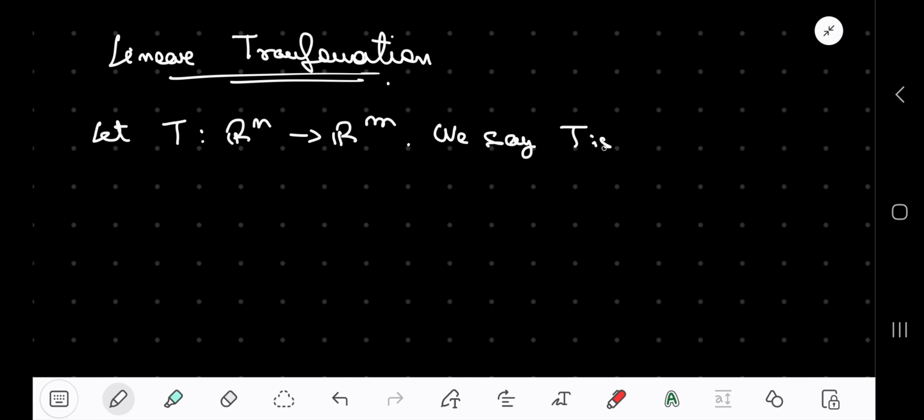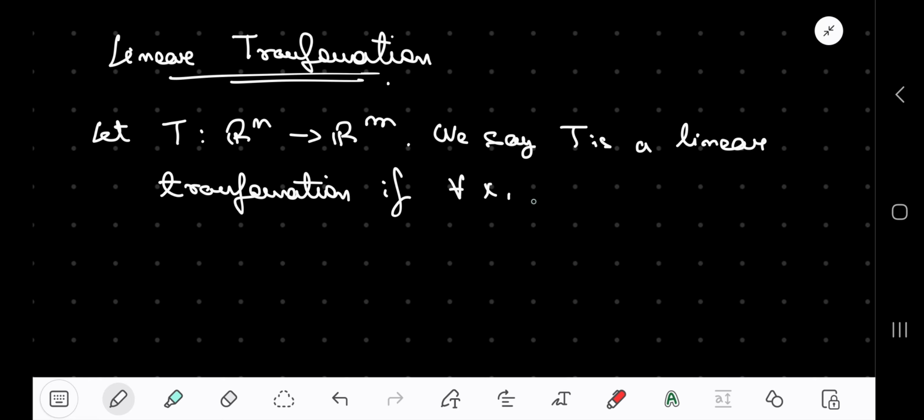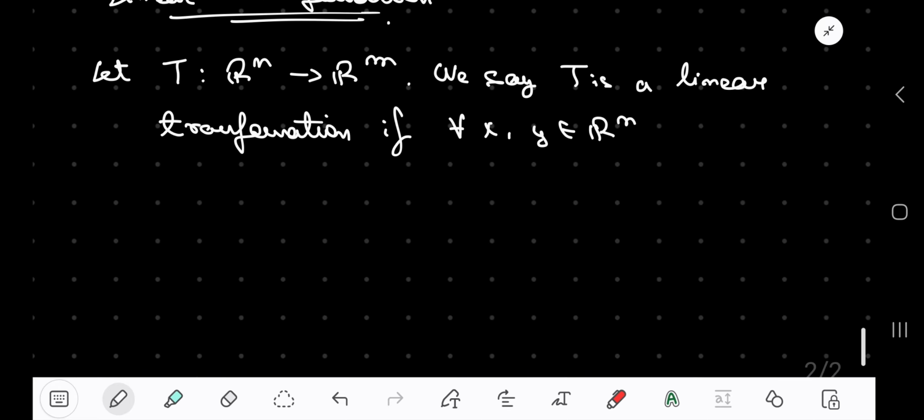We say T is a linear transformation if for all x, y in Rn. So we are taking elements from Rn. I'm not writing it in coordinates every time because we do not require to write it in terms of coordinates every time. You can just simply think of them to be points from Rn. You don't need to think of how their coordinates look like. It is not required at any cost at this point at least.